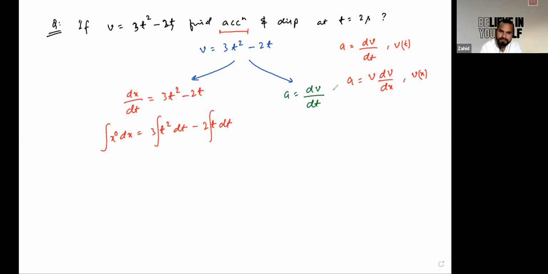This is the first part. In the next part, you have to calculate displacement. So how to calculate displacement using this velocity? As we know, velocity is nothing but dx over dt. So just put the value of v as dx over dt. Move this dt to the other side and just integrate this whole expression, you will get displacement. Is it clear now? Yes, sir.